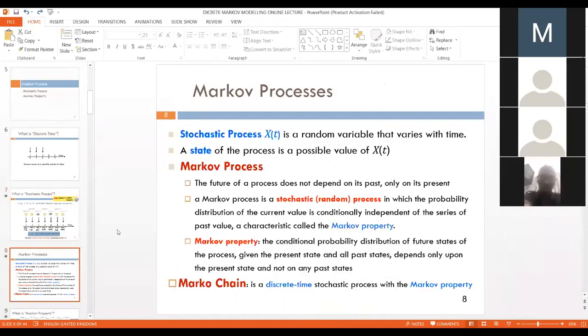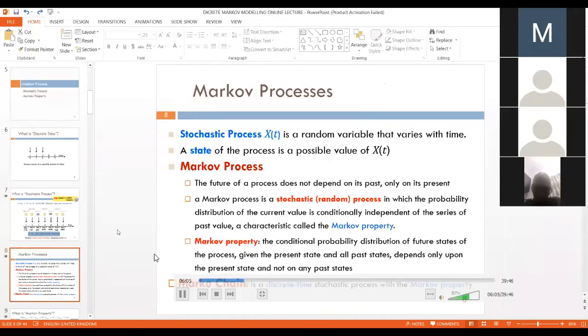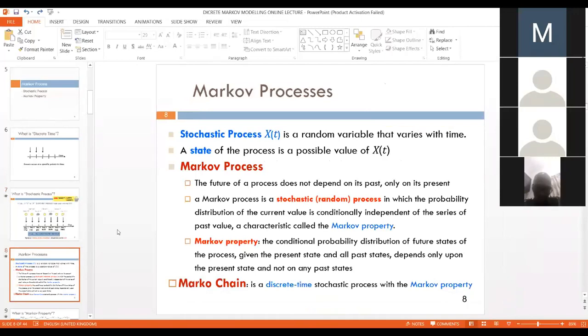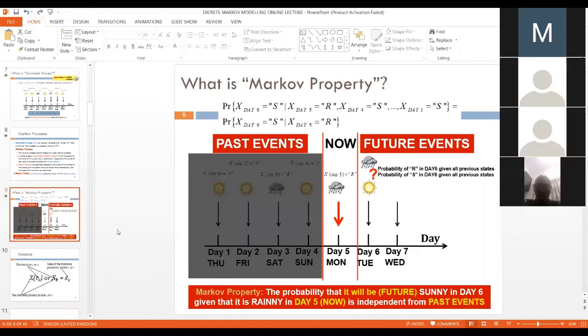Good. Then we defined the Markov process as a process which follows the Markov property. And what we refer to as the Markov property is a state of event or a process which does not depend on past events, but only on the current. More or less the memoryless property. So a Markov chain is basically a discrete time stochastic process with a Markov property. And then we also mentioned that in Markov modeling, all we need is what is happening today, at present.